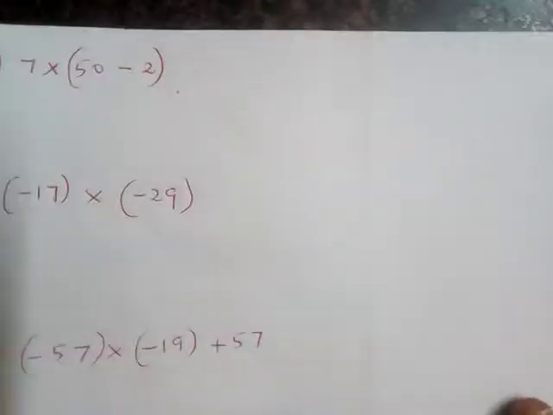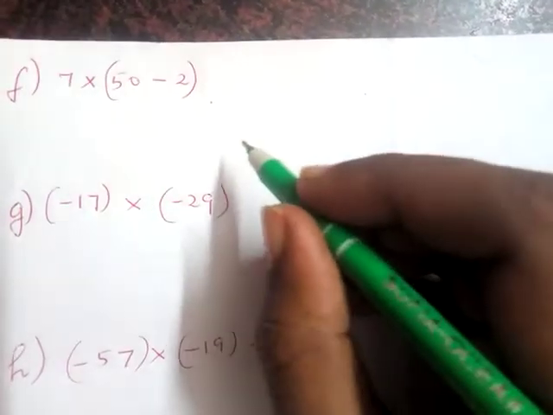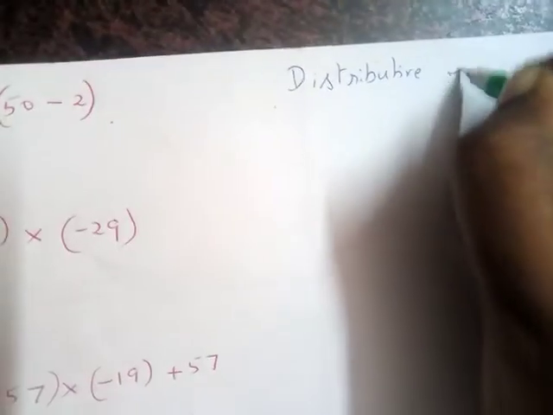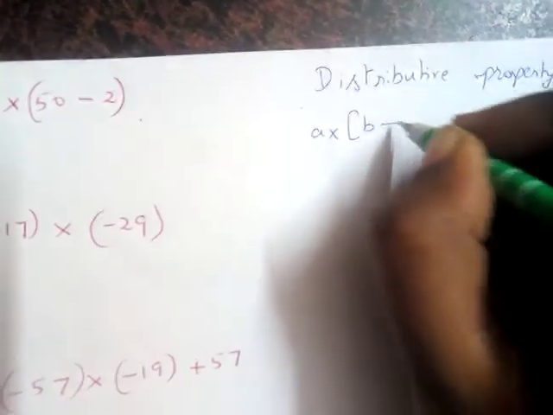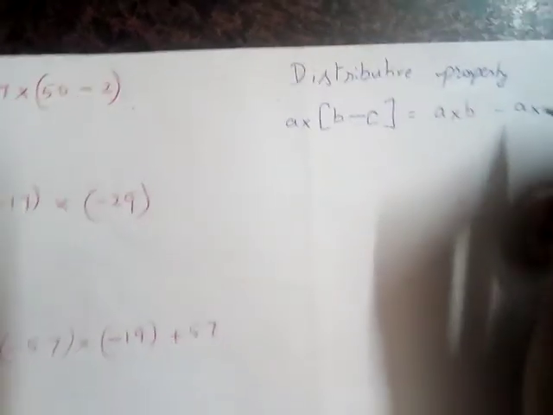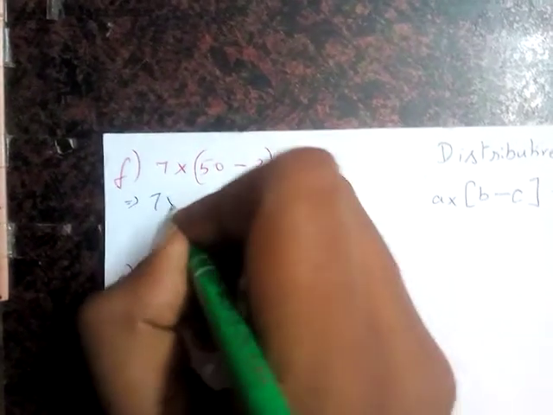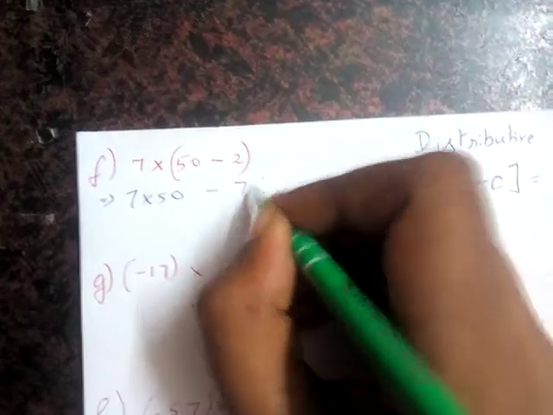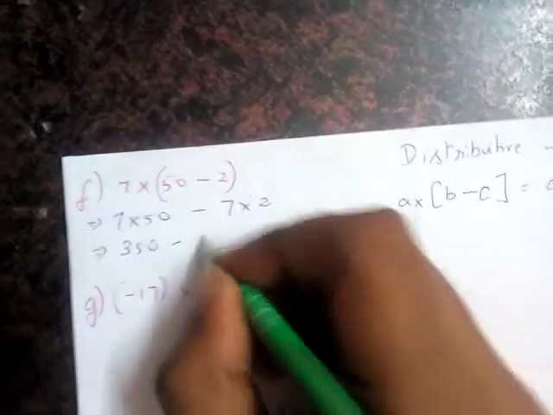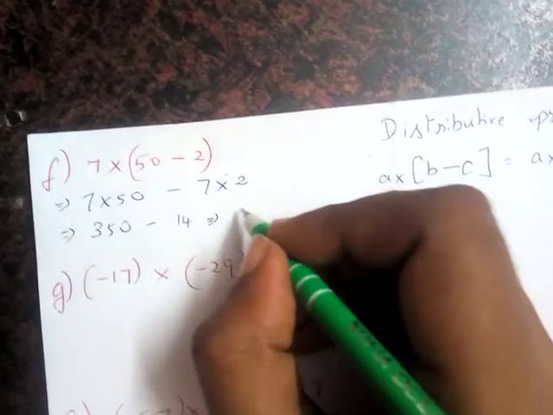Next subdivision, F: 7 into 50 minus 2. Again, you have to use the distributive property. A into B minus C is equal to A into B minus A into C, as this is the distributive property over subtraction. So 7 into 50 minus 7 into 2. What is 7 into 50? It's 350 minus 14, which gives you a product of 336.